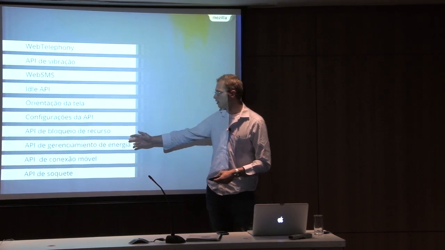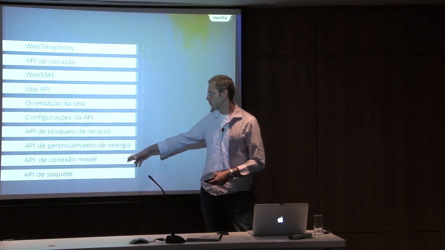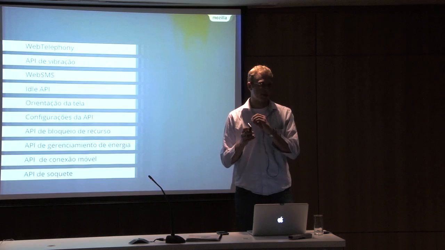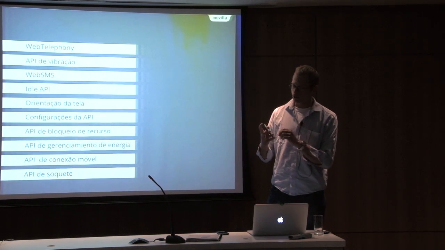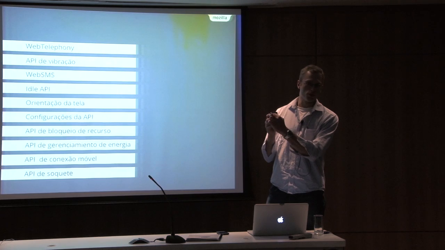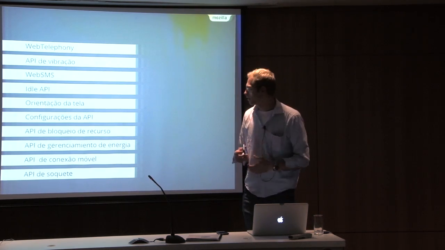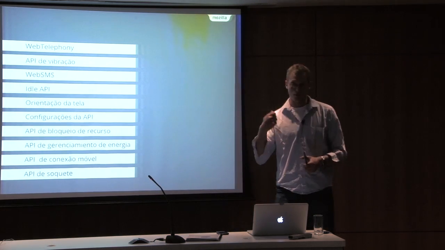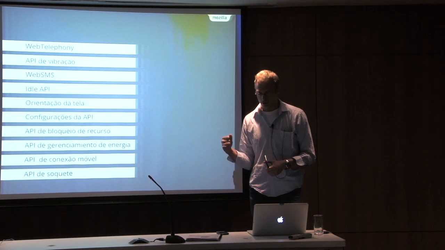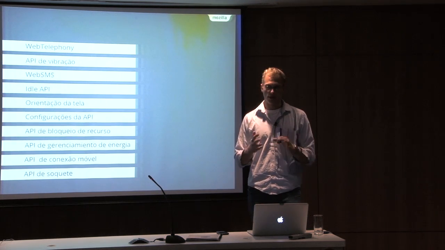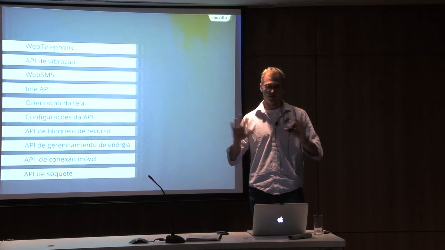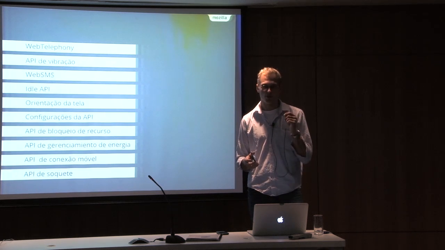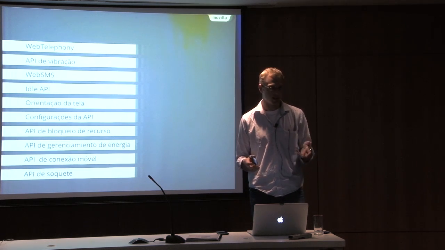Power API. Mobile connection. Very useful if you want to display signal strength. Basically, everything you see at the top bar of your mobile phone, that's the mobile connection API. And Socket API. The Socket API is another great example of a very privileged API that allows you to make random socket connections to random servers. Very useful if you want to write an email application or something like that.